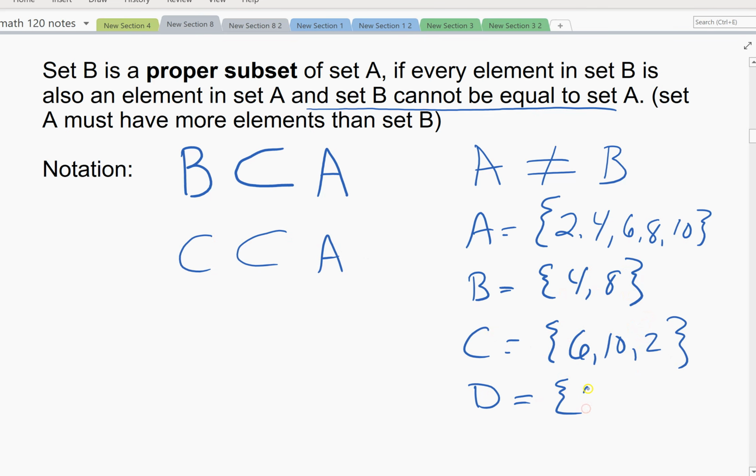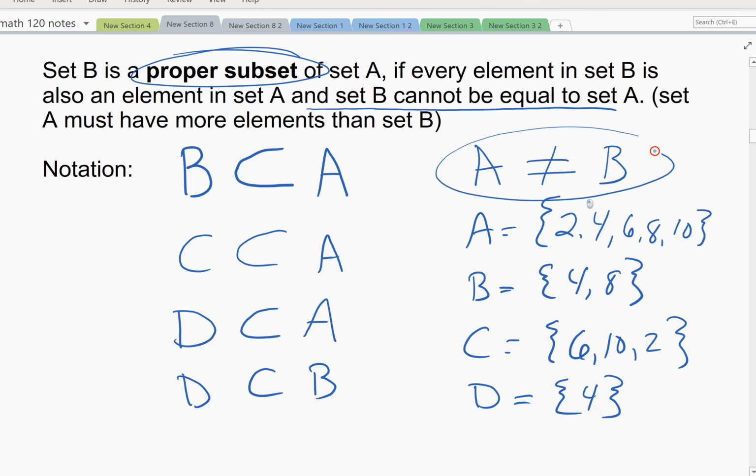Let's suppose D is the subset {4}. So D would be a subset of A. D is also a subset of B, right? Every element in D shows up in B. 4 is an element of D, 4 is an element of B, and B has more elements than it. Same thing for A: 4 is an element of D, 4 is an element of A, and A has more elements than it. So this is what we mean by a proper subset: it does not allow equal to.